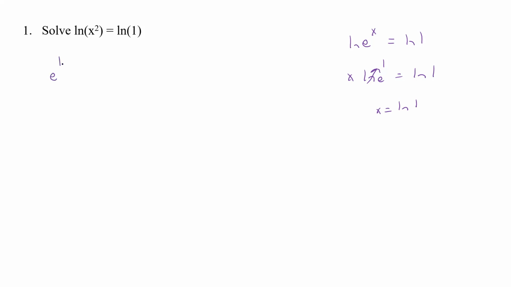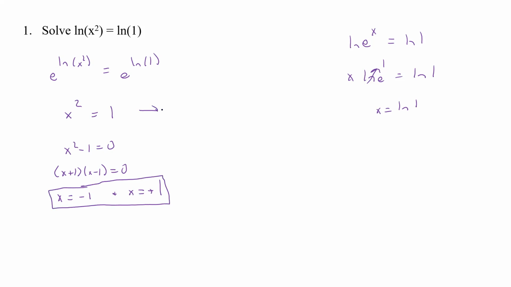If we take e to the ln of x squared, and that's equal to e to the ln of 1, when I take e to this, that's going to give me x squared. And when I take e to that, that's going to give me 1. Well, now I have a quadratic, basically. I can look at this 2 ways. I can say, okay, well, that's x squared minus 1 equals 0. So I get (x plus 1)(x minus 1) equals 0. So x is equal to negative 1, and x equals plus 1. And that would be my 2 solutions.